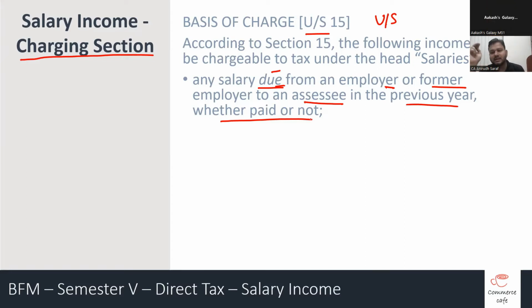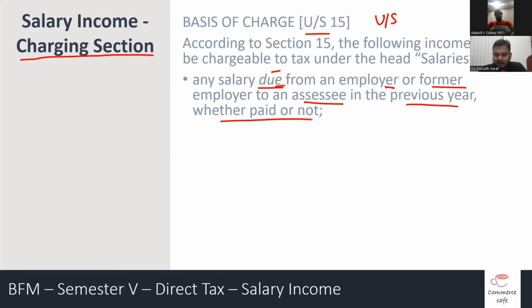Suppose I work for 2 months in the previous year. I work for 2 months for a company, but they have not paid the salary yet. Am I supposed to pay income tax on that? Yes, sir. Why? Suppose I have earned it, but I have not received it. They will pay in some time. There's some problem in the company. Am I supposed to pay tax on that? No, sir, you can't pay. You have just earned it, but not received it.